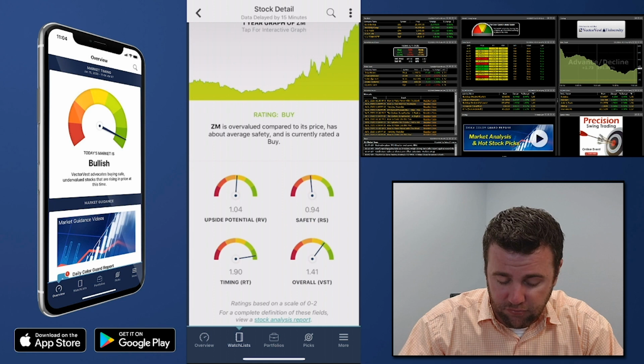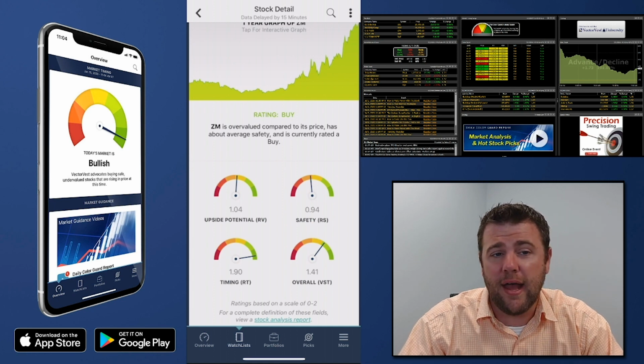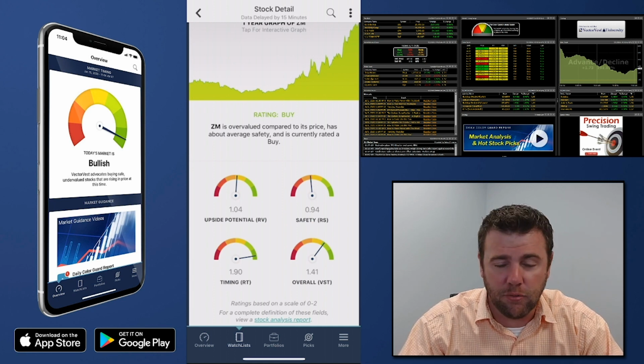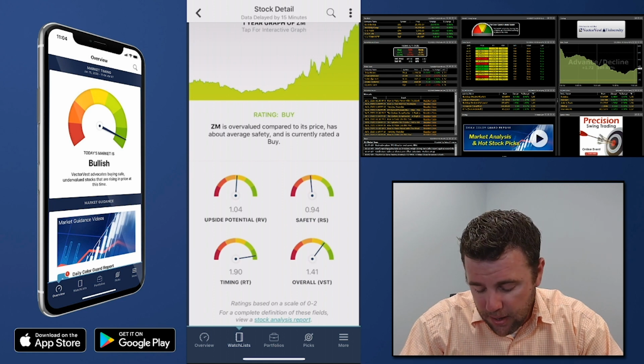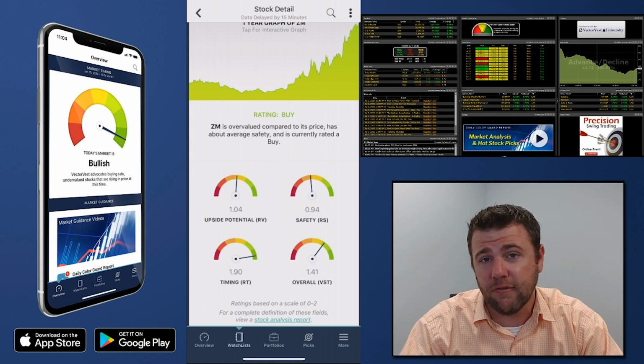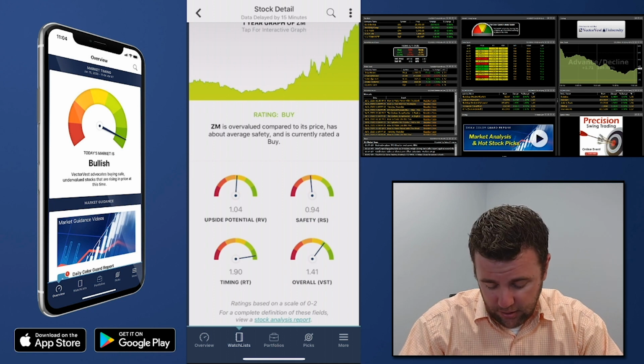Looking at the RS, the relative safety. Now, this is more of that risk factor, the safety factor, whichever way you want to look at it. Above 1 shows us that there's less risk associated with it. Below 1 tells us that there's more risk associated with it.